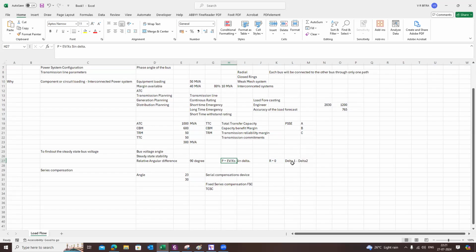Now let me ask a question. When the maximum power occurs at 90 degree, why are we limiting it to 23 degree or 30 degree? Any doubt? Anyone can explain? We know as per this equation, the maximum power flow happens at delta equal to 90 degree. But why are we limiting the angle to 23 degree or 30 degree?